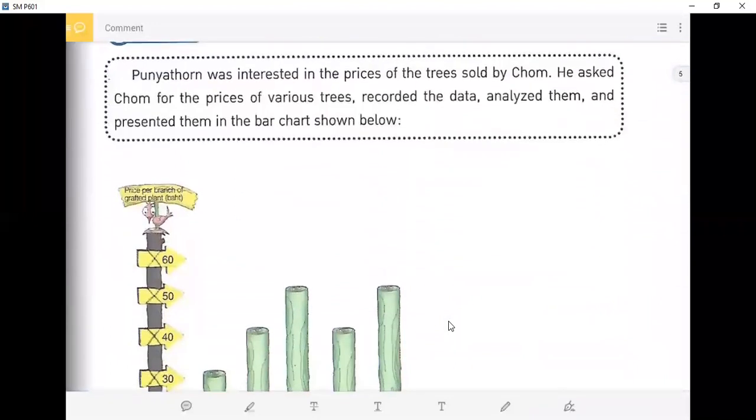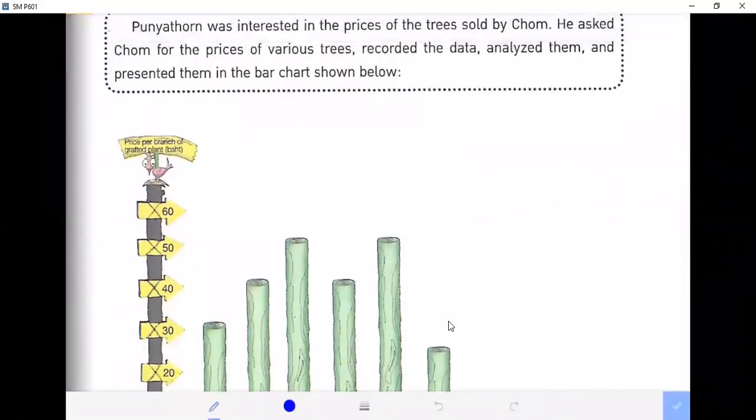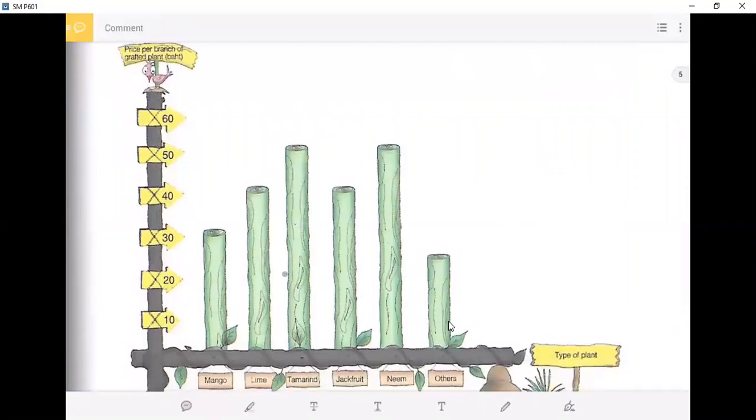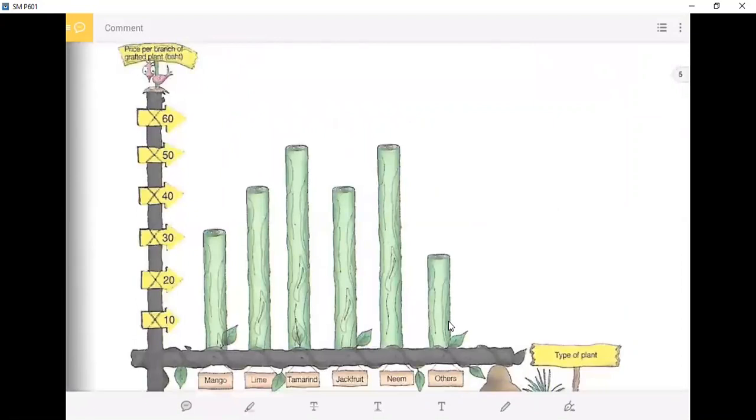Example number 2. Banyatan was interested in the prices of the trees sold by, maybe John, okay? So he asked John for the prices of various trees, recorded the data, analyzed them, and presented using the bar chart. This is called the bar chart. A bar chart has a height, okay? The height of it. Can I make it smaller? Yep, but soon it will come back to be bigger.